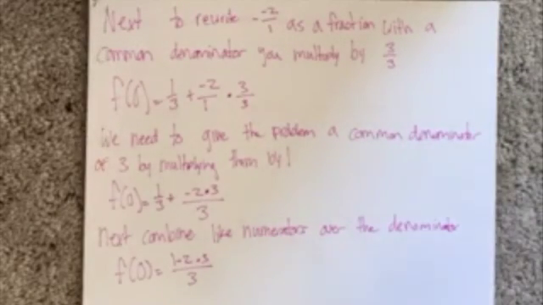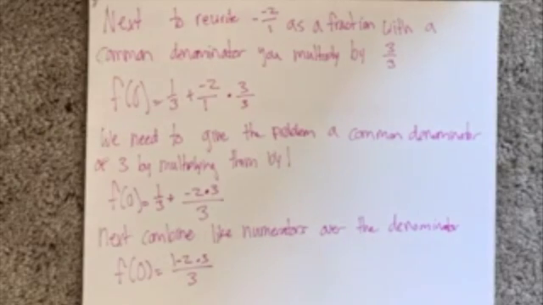So next you need to rewrite −2/1 as a fraction with a common denominator, so you'll multiply by 3/3. So f(0) equals 1/3 plus −2/1 times 3/3. So we're just taking the equation that we had before, after simplifying it, and plugging it in.